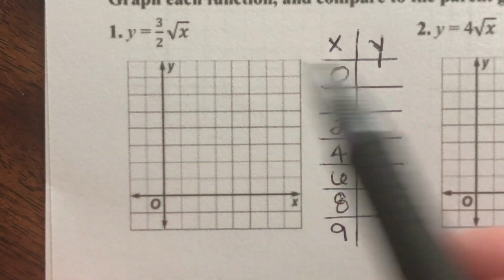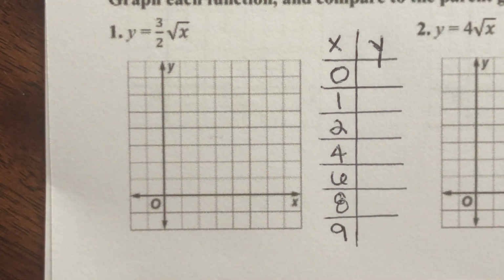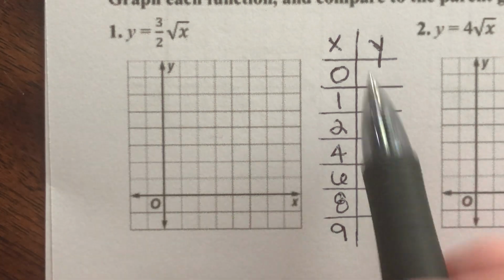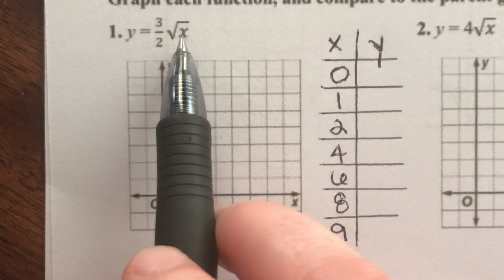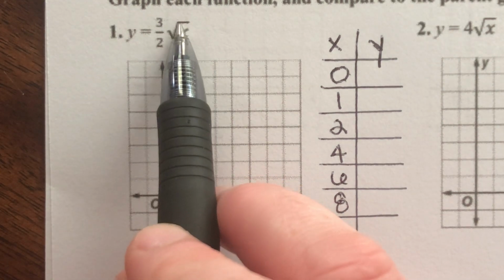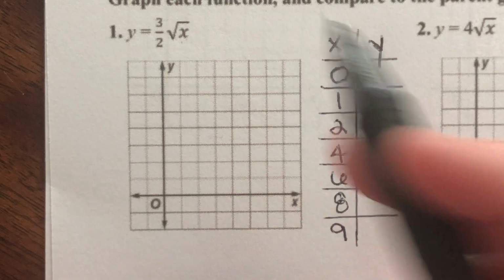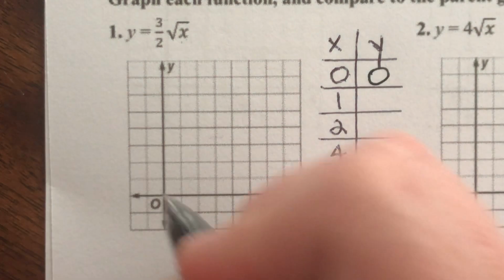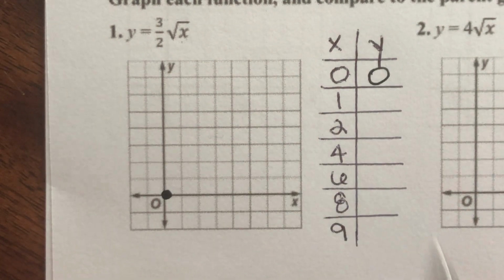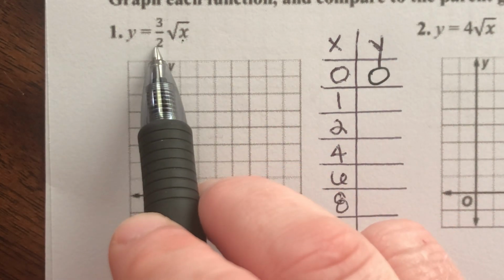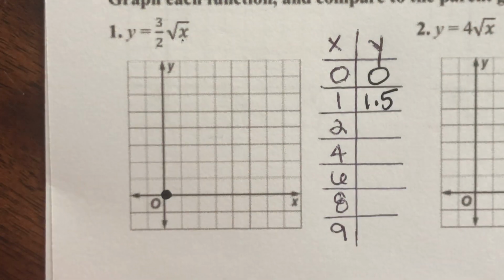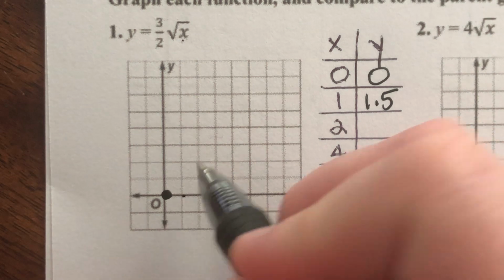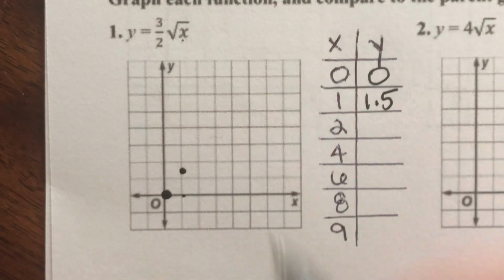So here's this guy right here. I went ahead and kind of wrote out a little graph. Okay, so x is going to start as 0. Can't be less than 0, so we start at 0. When we plug a 0 in here, square root of 0 is 0. And anything times 0 is 0, so y is going to be 0. And then I can plot that, 0, 0. When x is 1, the square root of 1 is 1. 1 times 3 halves is 3 halves, and 3 halves is the same thing as 1.5. So I'm going to go over 1, up 1.5, so right about here.